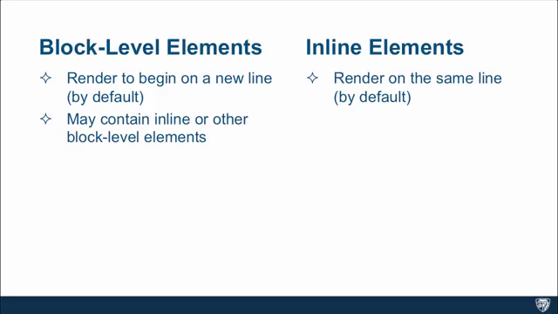This is in contrast to inline elements, which render on the same line by default. Again, you could change that, but by default it renders on the same line, which means if you put a whole bunch of inline elements next to each other, they will all be going on the same line, as if there's no new line character present. Inline elements also have a restriction that they can only contain other inline elements. In other words, an inline element cannot have as part of its content a block level element.